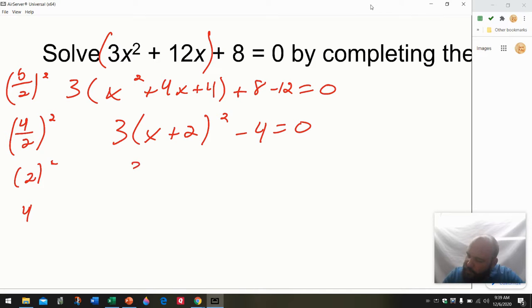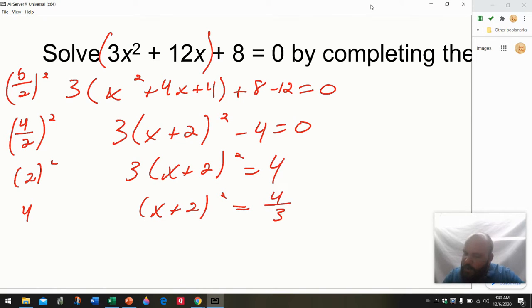And then from there, it's just a matter of solving it. Move the 4 to the other side. Then we're going to divide by 3. Then we're going to take the square root. And that's going to need to be cleaned up. Just to show you, I'm going to do this off to the side.